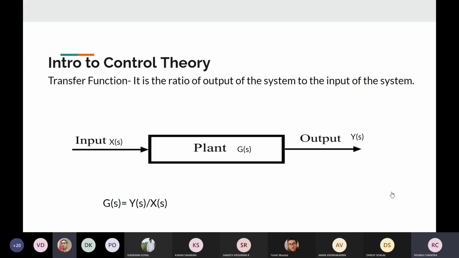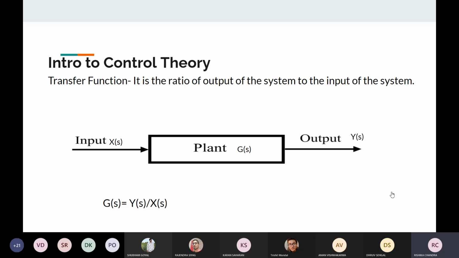Can we assume input as fuel? Yes, you can assume anything. I was just taking an example. Assume those are all variables that are used for outputting the speed, right? Okay.